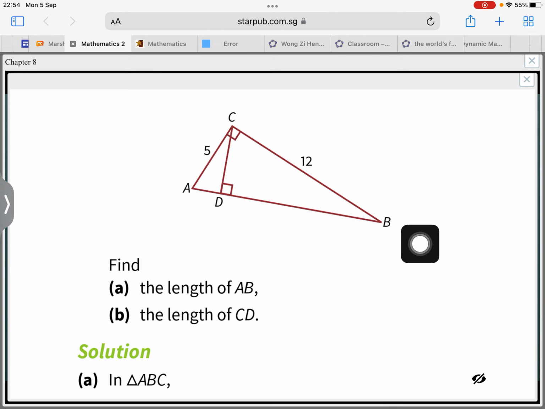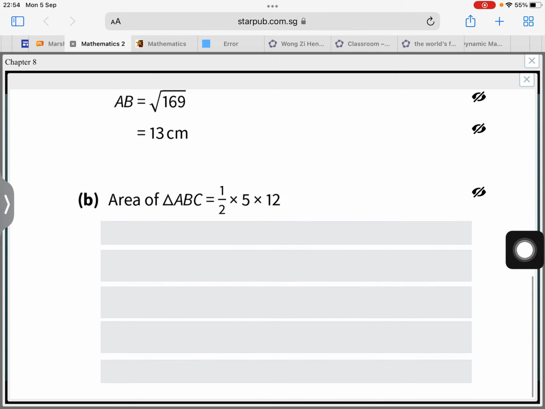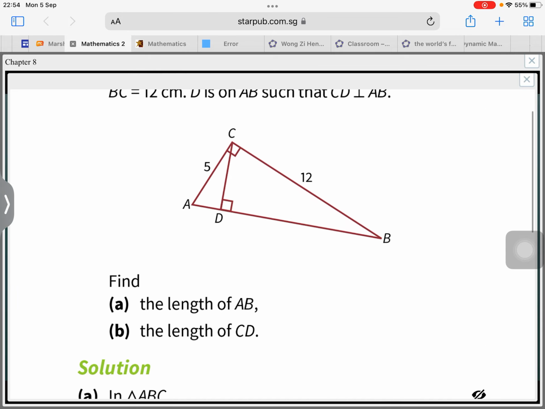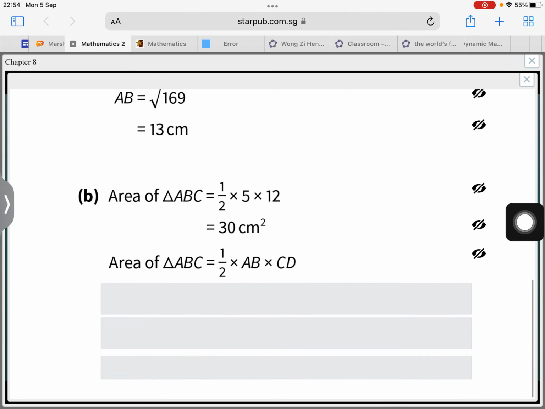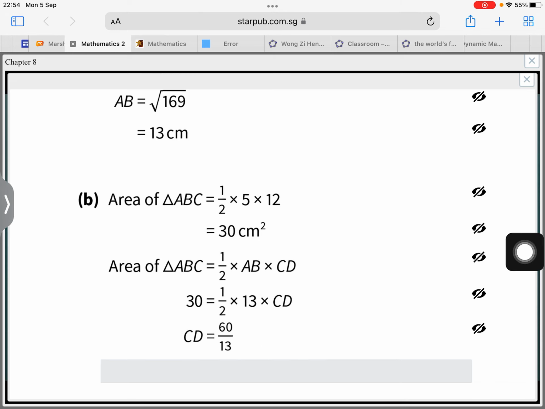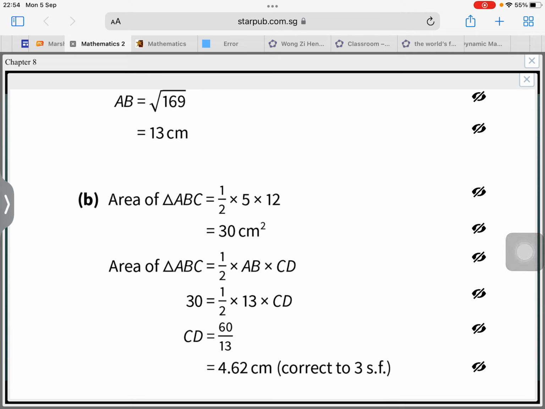So first, I find what is my area. Half times 5 times 12, you get 30 cm square. I know that this area will be equal to half times AB times CD. So AB is this one, CD is this one. I know that AB is 13. This one you can use the exact value because square root of 169 is really 13. Then you substitute in. You get CD is equal to 60 over 13, which is 4.62 cm to 3 SF.